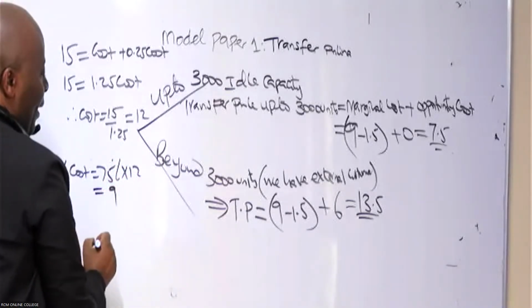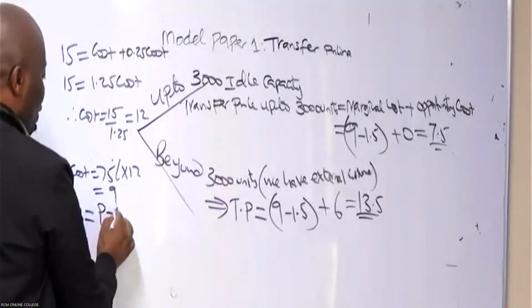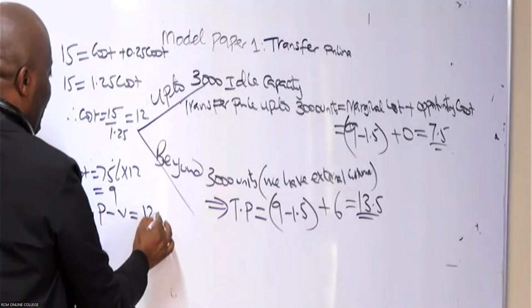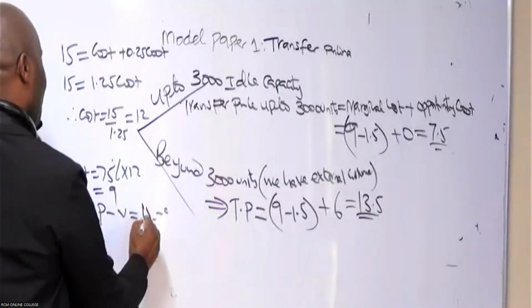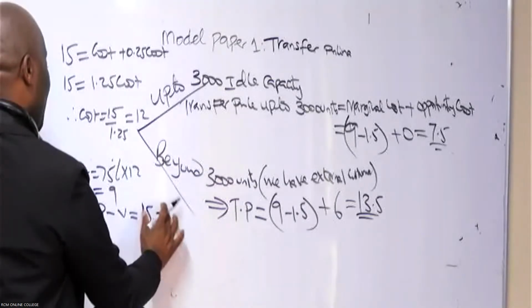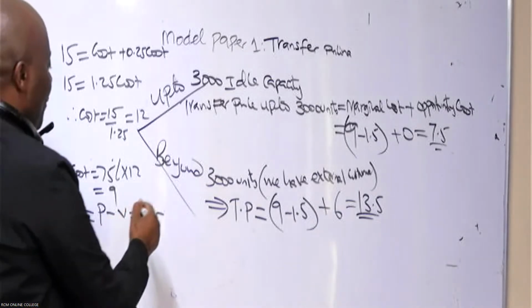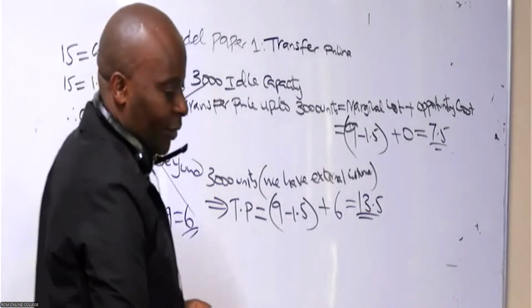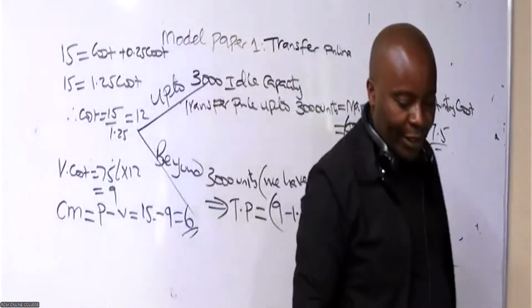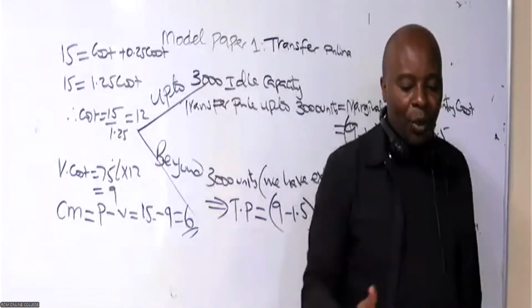75% gave us 9. And then we went ahead and looked at lost contribution margin, which is price minus variable cost. The price here is 15, not 12. Minus the variable cost, which is 9. That's how we got that 6. If you get time to watch this video later, you will be able to understand this much better.